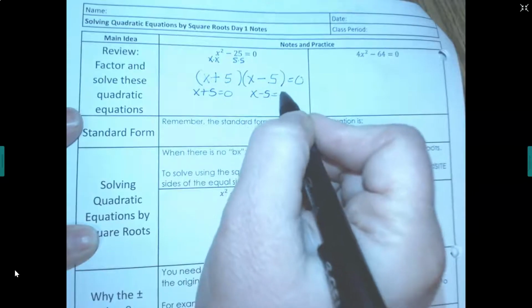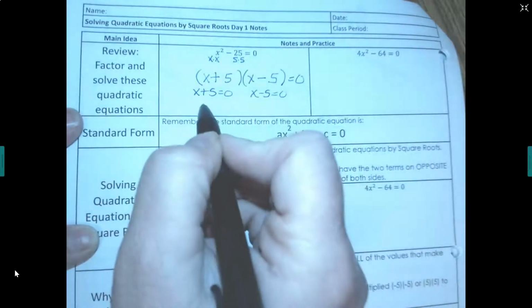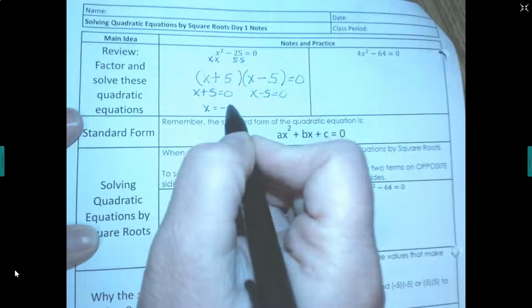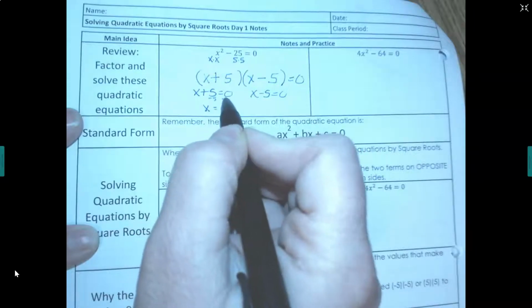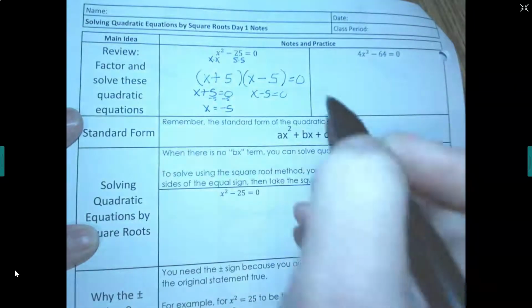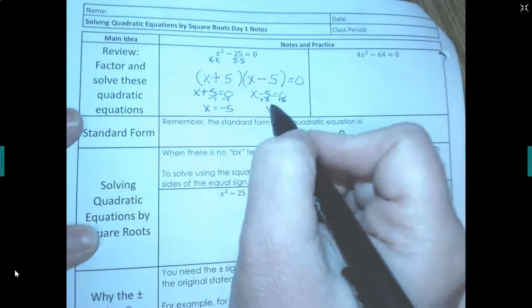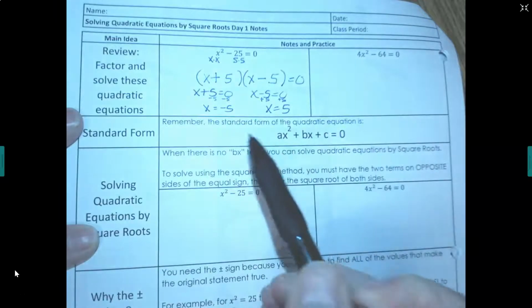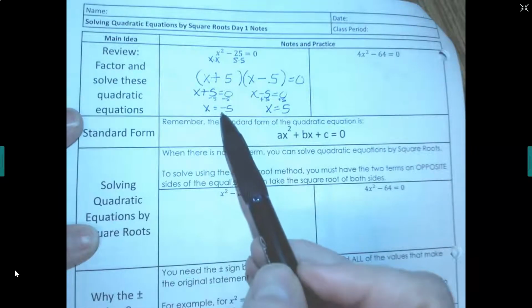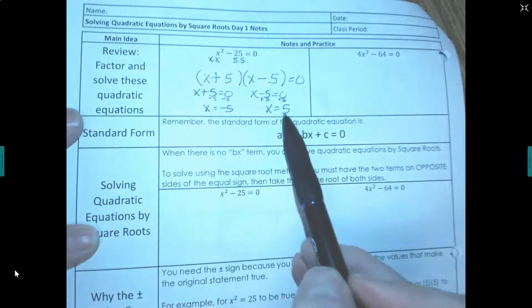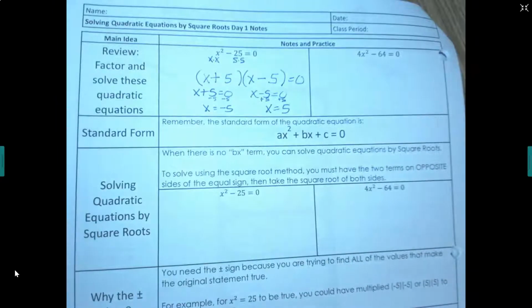So if we were to solve these, we'd have x plus 5 equals 0 and x minus 5 equals 0. So I get here, this will be x equals negative 5, because we're going to subtract that 5 over from both sides. This one we'd have to add 5 to both sides. So we get x equals positive 5. So the graph of this equation would go through where x is negative 5 and where x is positive 5.